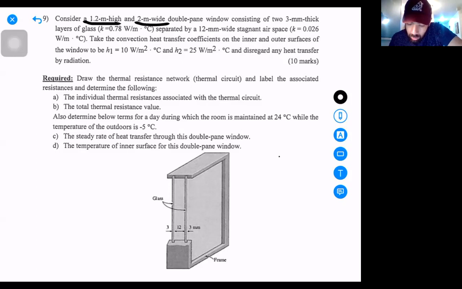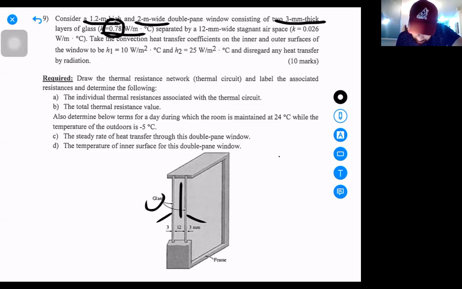And it consists of 2 layers of glass, each 3 millimeters thick. The schematic of it is also depicted here. The 2 layers of glass have a conduction constant of 0.78 watts over meter times degrees Celsius, and they are separated by 12 millimeter wide stagnant air that has a conduction constant of 0.026 watt over meter times degrees Celsius.